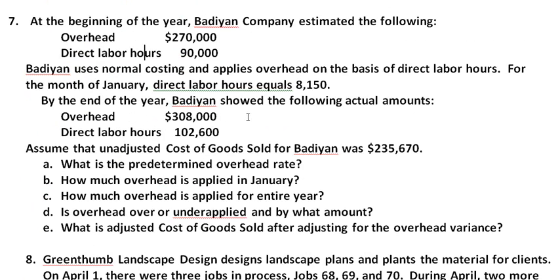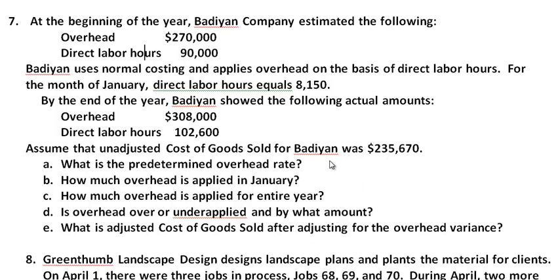Number 7 says at the beginning of the year, the company estimated the following: overhead and direct labor hours. It says we use normal costing and apply overhead on the basis of direct labor hours. For the month of January, direct labor hours were 8,150. By the end of the year, it showed the following actual costs. So it gives you actual overhead and actual direct labor hours. Assume that unadjusted cost of goods sold was given.